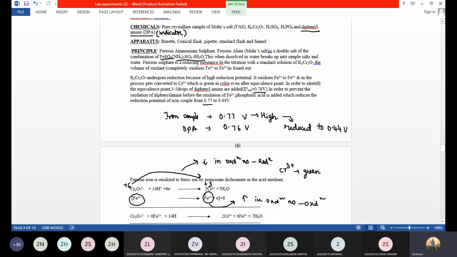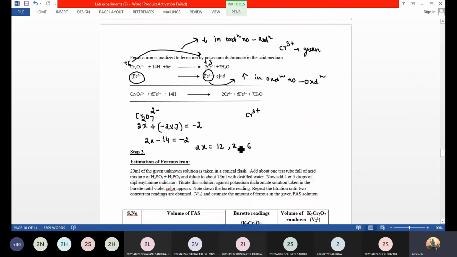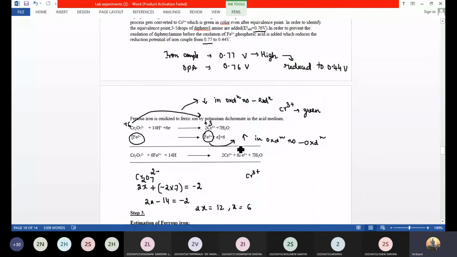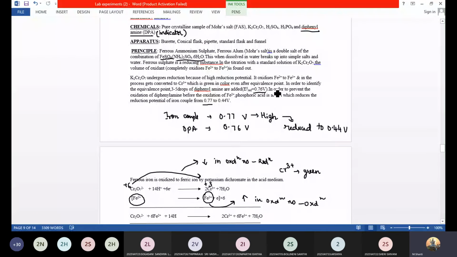Is this point clear? What is the role of phosphoric acid? Phosphoric acid when added will form a complex with iron and reduces its reduction potential from 0.77 volts to 0.44 volts. So therefore the DPA now will be having, whose potential will be high now? DPA. Now which one will get oxidized first? DPA.